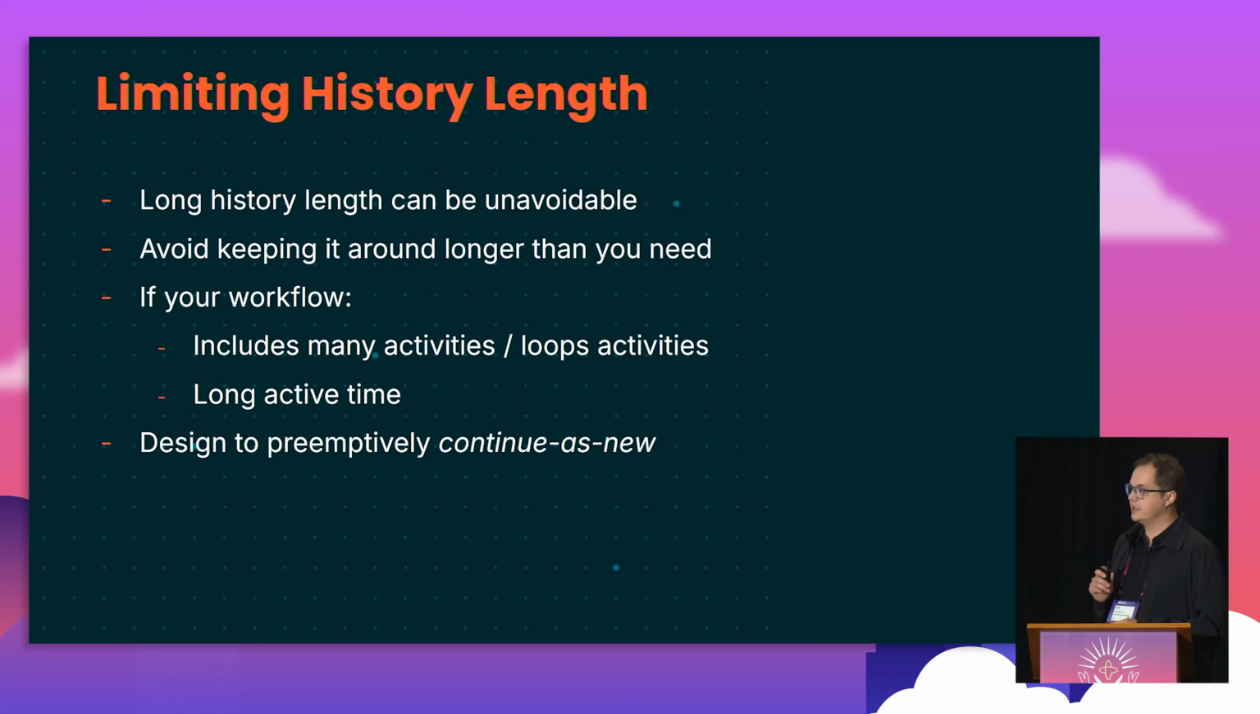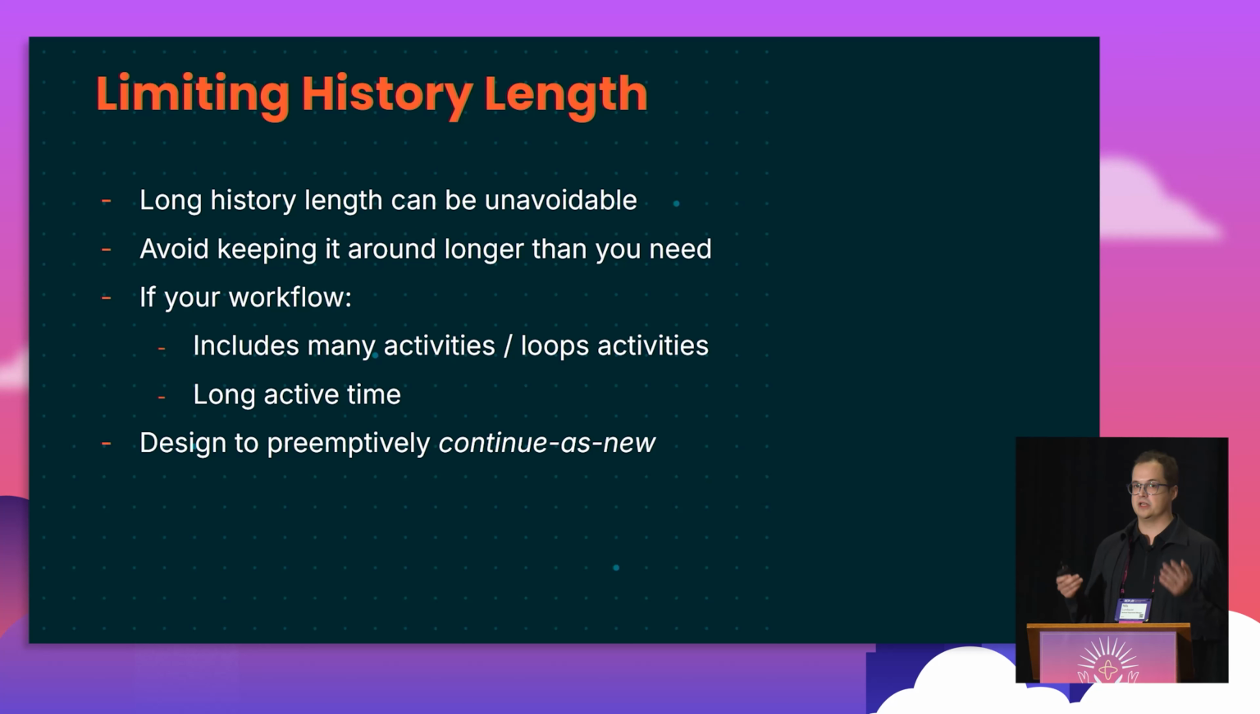And then the other technique for keeping your active storage costs down is limiting the history size. Long history can be unavoidable. This is the product of your workflow. If your workflow is complicated, you're going to end up with a long history. There's not a lot you can do about that, but what you can do is figure out how long you're going to store it. If you're doing a complex workflow that's looping, has many activities, especially if it's going to live for a long time, you want to think about how long you need to keep these events around.